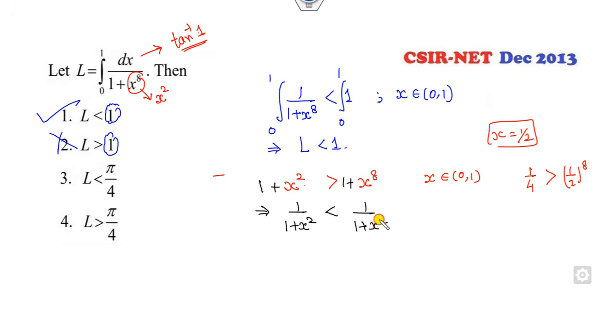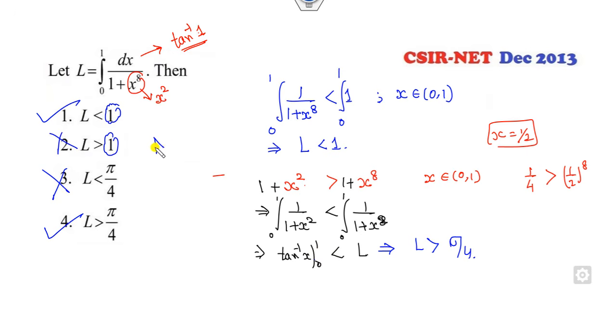Now I can integrate this from 0 to 1. This part will be tan inverse x from 0 to 1. This number is my L. What will happen? This implies L is greater than pi over 4. So this is the correct option. A and D are the correct options.